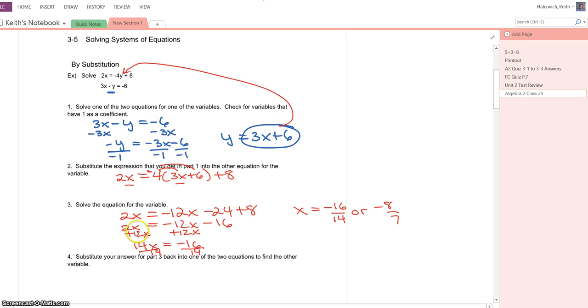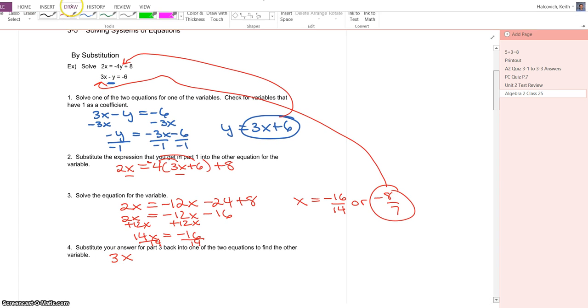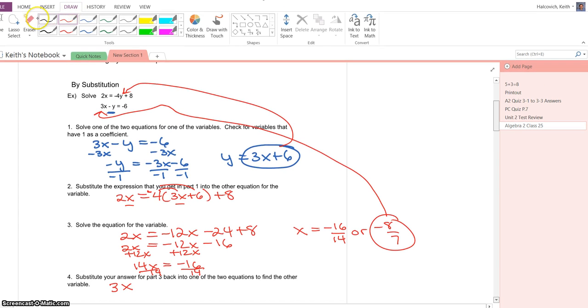Then you're going to take your value here and substitute it in for the x in one of the two. I'm going to choose the second equation to substitute it in for. So I get 3x, I get 3 times negative 8 over 7.